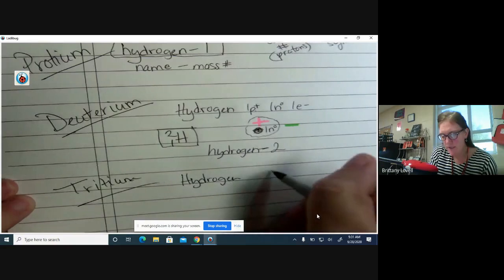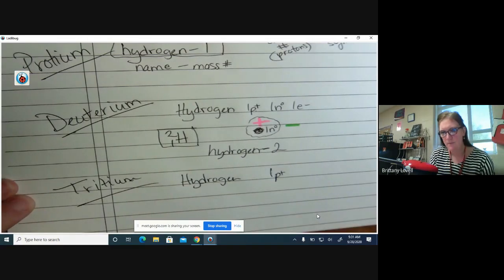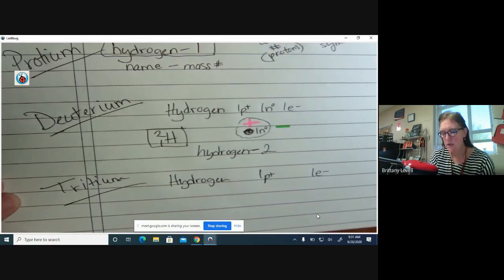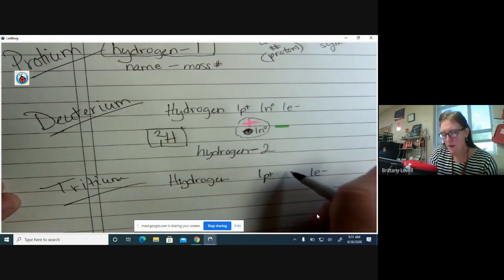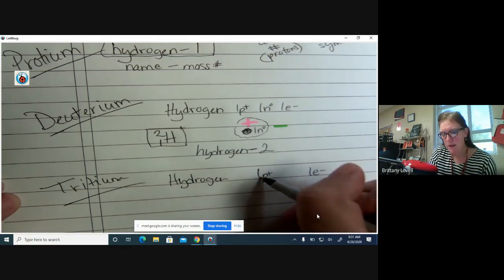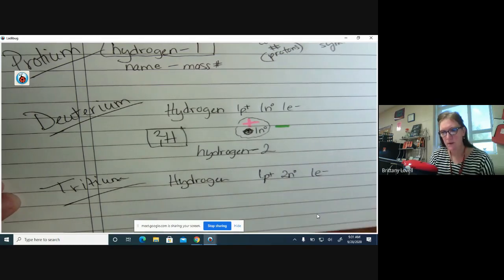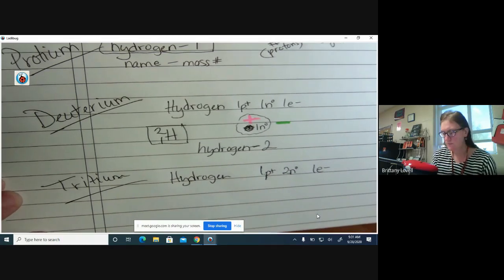Hydrogen always has 1 proton. It's going to have 1 electron to cancel out that proton. So how many neutrons would it have? Because we're talking about 3, that represents the mass, so our mass should be a total of 3. If you already have 1 proton, how many neutrons do you need? 2. So there's our particle count.